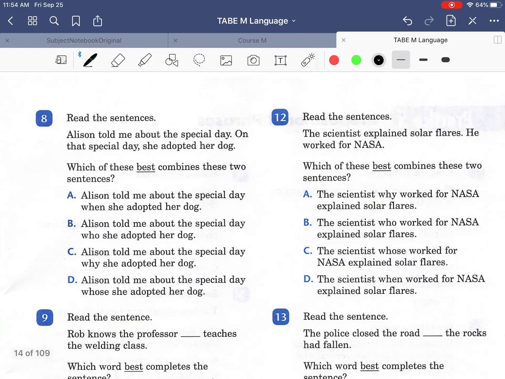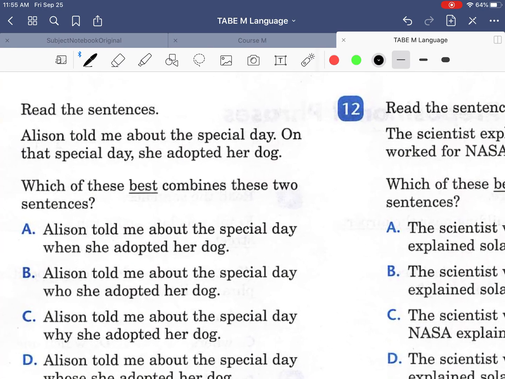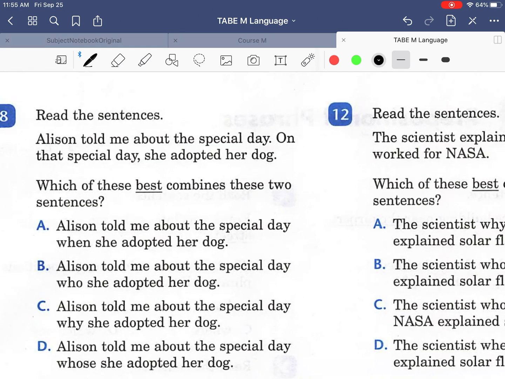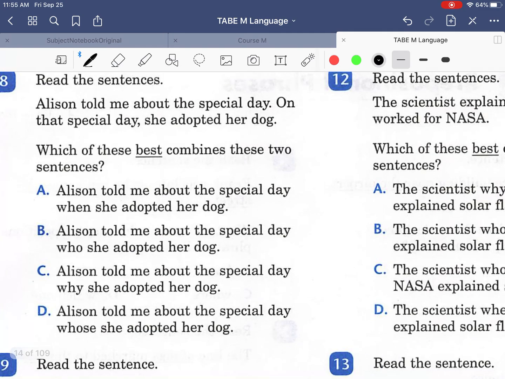Number 8. Read the sentences. Allison told me about the special day. On that special day, she adopted her dog. Which of these best combines the two sentences? Allison told me about the special day when she adopted her dog. Allison told me about the special day who she adopted her dog. Allison told me about the special day why she adopted her dog. Allison told me about the special day whose she adopted her dog.